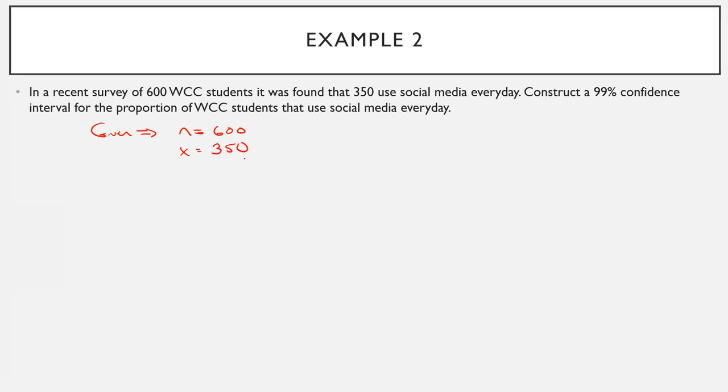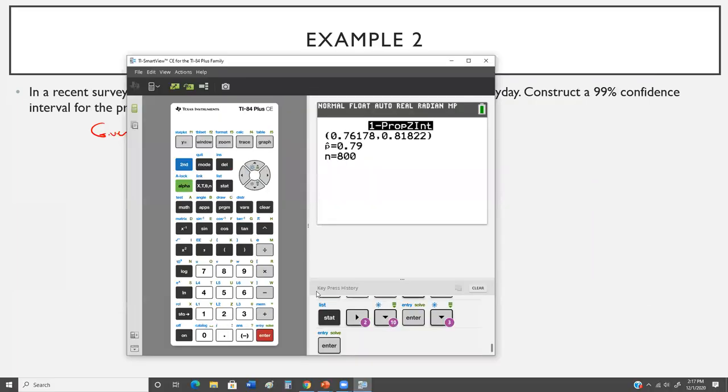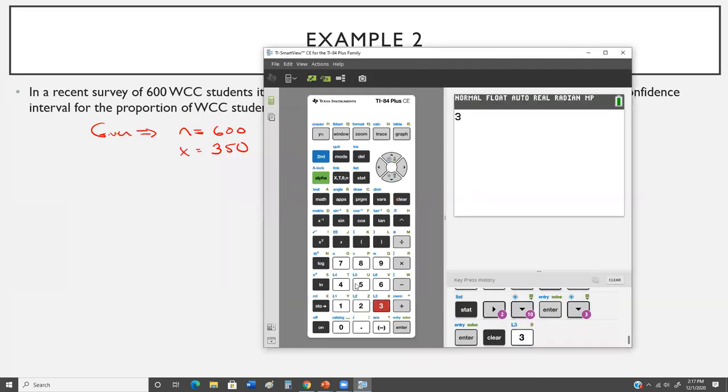Let me just show you what I expect to see on your homework when you submit it for using your calculator. I just want to make sure you're plugging in the right stuff, and this is what I wanted to see. Next it says construct a 99% confidence interval. I like to figure out what p hat is first, just for my own reference. So it's 350.